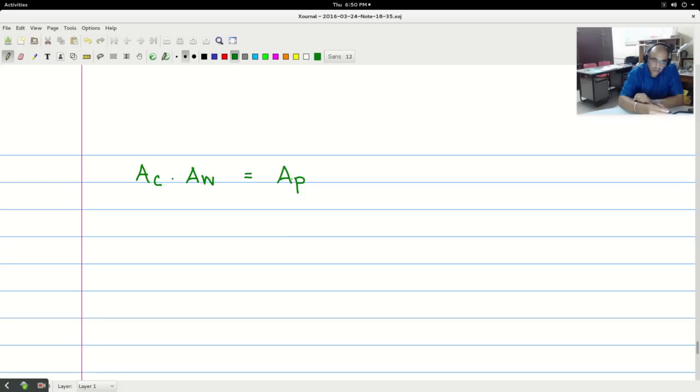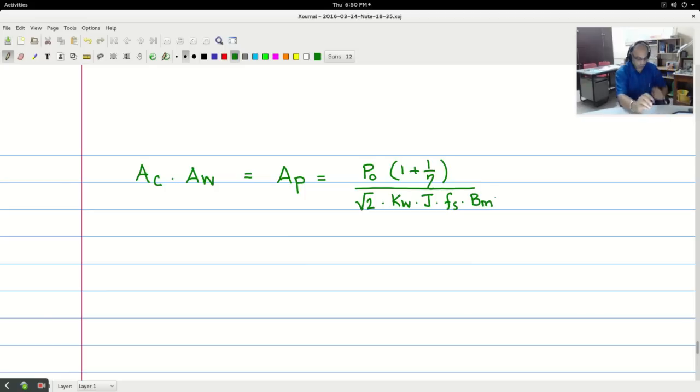So you can derive, with those two equations, the area product for each of the transformer topologies. For the forward converter, it is given in this form: P naught is the output power, times 1 plus 1 by efficiency, where efficiency is assumed at around 80%, divided by root 2 into Kw, into J, into Fs, into Bm. So this is the area product for the forward converter.